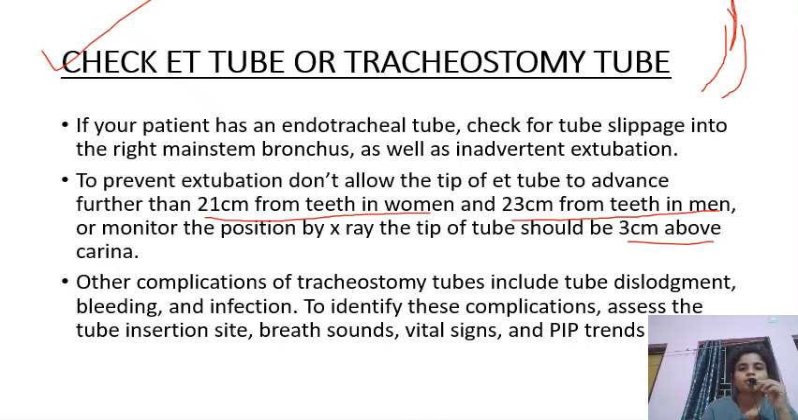Other complications of the tracheostomy tube include tube dislodgement, bleeding, and infections. To identify these complications, always assess the insertion site, breath sounds, vital signs, and the PEEP trends. So all these things need to be checked.